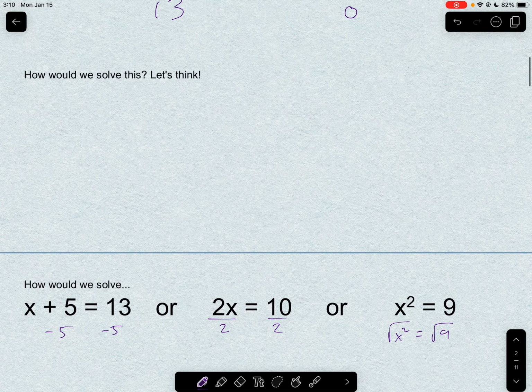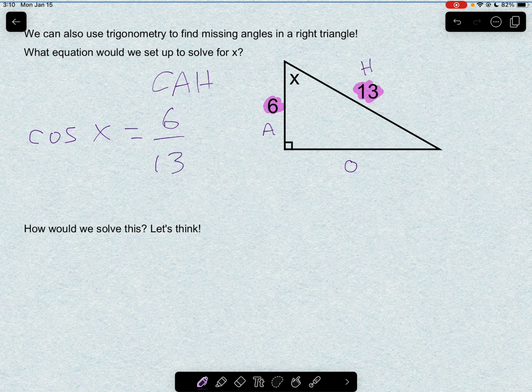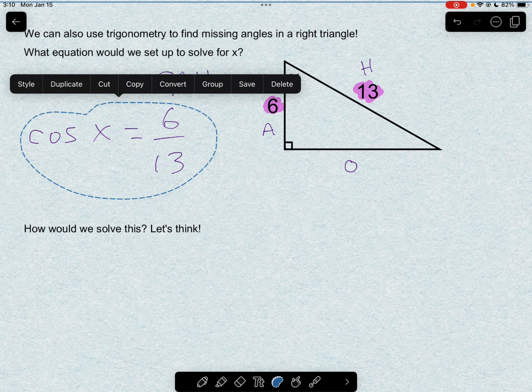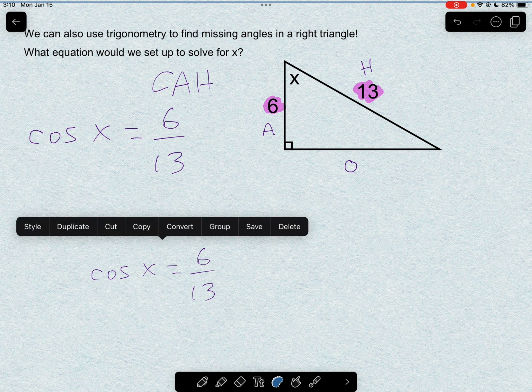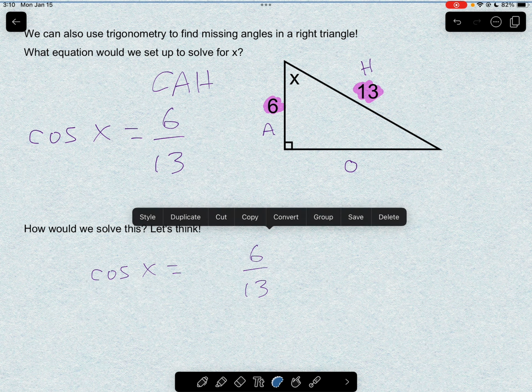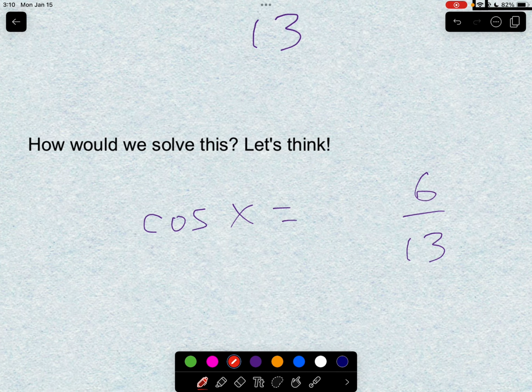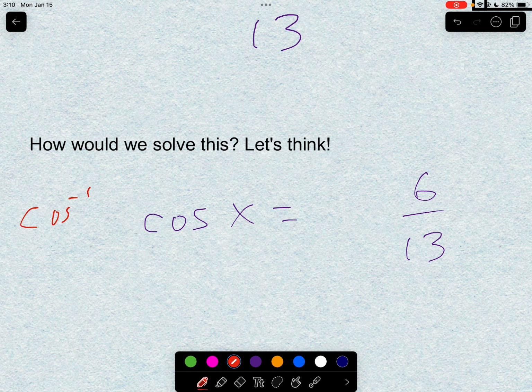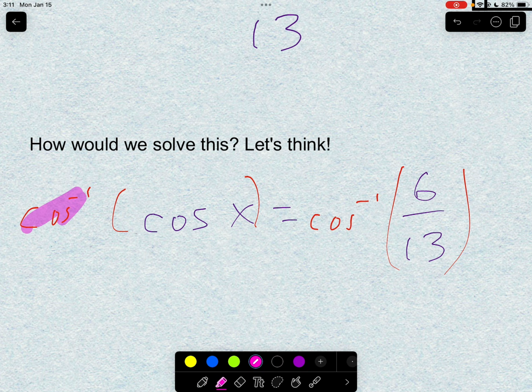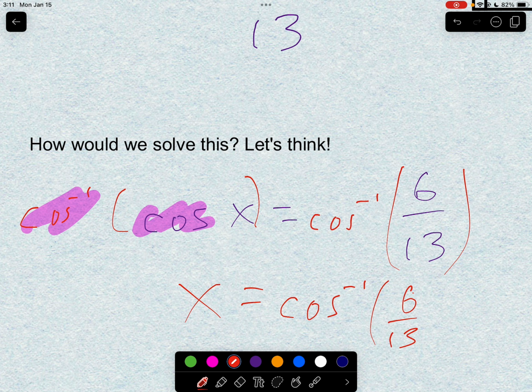All right, so let's go back to this previous problem here. So we see cosine of x equals 6 over 13. I'm going to go ahead and just copy this down. So how do we get rid of that cosine? Here's what we're going to do. We're going to take the cosine inverse of this side and the cosine inverse of this side. On the left side, the cosine inverse and the cosine cancel each other out. So we're just left with x. On the right side, we're left with this. And that is actually what we're going to type into our calculator.